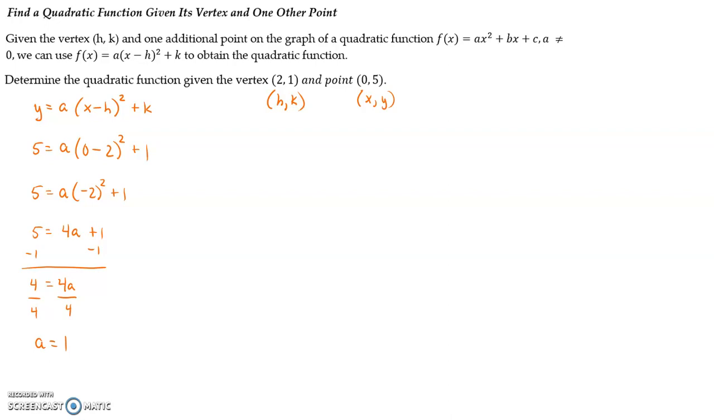Keep in mind this tells us some information about our graph already. Since we know the a value is positive, we know we're going to be working with a parabola that opens upward. So it's going to have some type of minimum value, and that would occur at the vertex if we were going to go plot it.